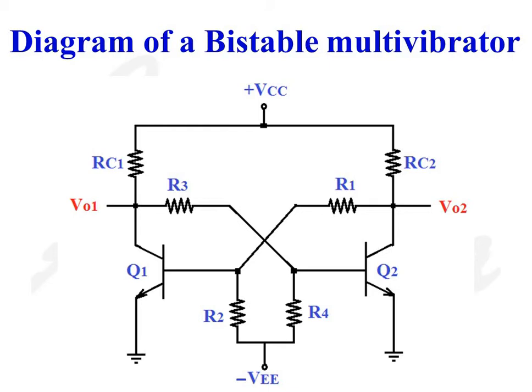Similarly, collector of transistor Q2 is connected to the base of transistor Q1 through a potential divider network which consists of resistors R1 and R2. One end of resistance R2 is connected to base of transistor Q1 and other end of resistance R2 is connected to minus VEE.